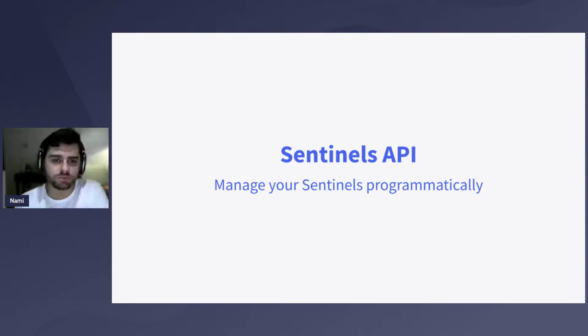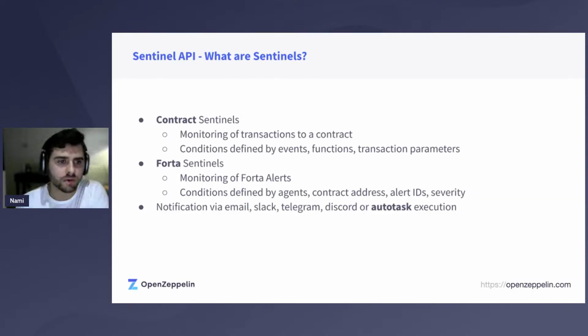So before I jump in, I'll give a quick recap on Sentinels. We have two types of Sentinels, as Paula mentioned, one for contracts and one for Forta. The contract Sentinels allow you to monitor transactions of a contract. So you can set notification alerts that are triggered based on certain conditions, such as events, functions being called on the contract, or transaction parameters, even S value. And then Forta Sentinels allow for monitoring of Forta alerts, which Dylan will explain in more depth next.